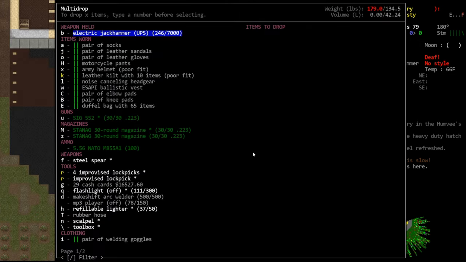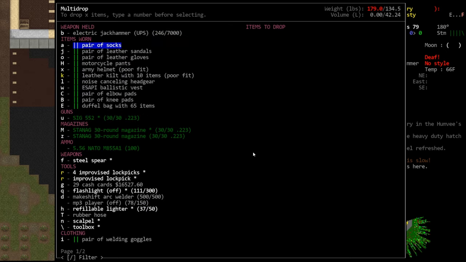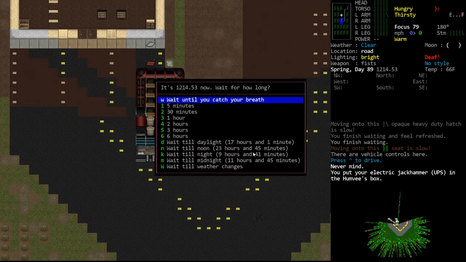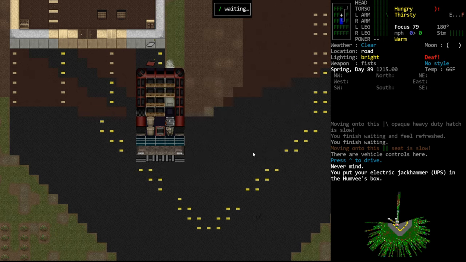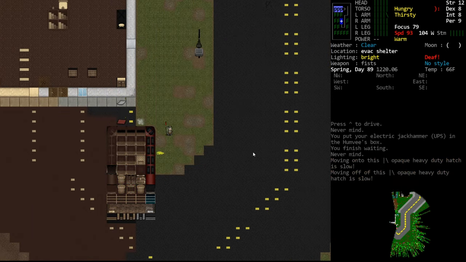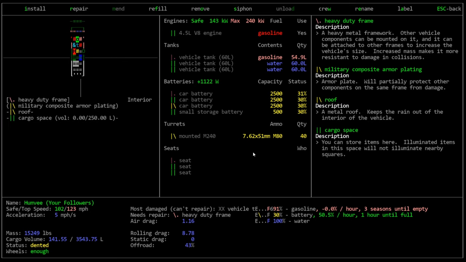Okay, drop the jackhammer. Wait 5 minutes. Still charging the medium battery, so we'll check on that in a minute. Let's put this final stow board on.